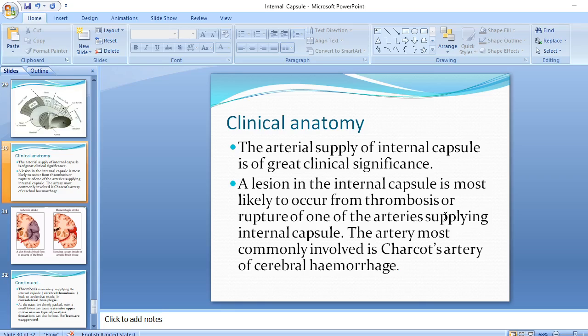Now, as I mentioned earlier, the blood supply of the internal capsule is very important because of its clinical significance. A lesion in the internal capsule is most likely to occur from the thrombosis or rupture of one of the arteries supplying the internal capsule. The artery most commonly involved is the Charcot's artery of cerebral hemorrhage.